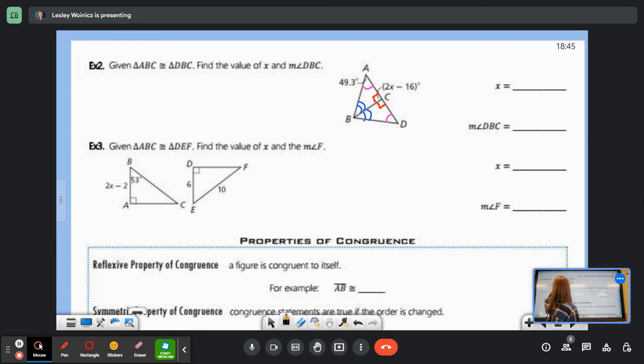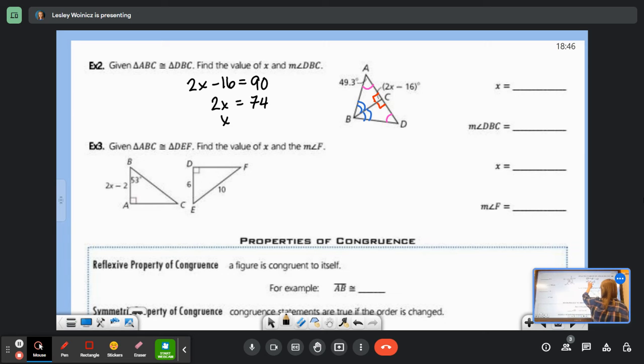So x. If this angle is 2x minus 16, and those are both 90 degrees, this one has to be 90 degrees. So we can subtract 16 from 90. I think it's 74. So 2x is 74. And then if we divide that by 2, 74 divided by 2, 37.